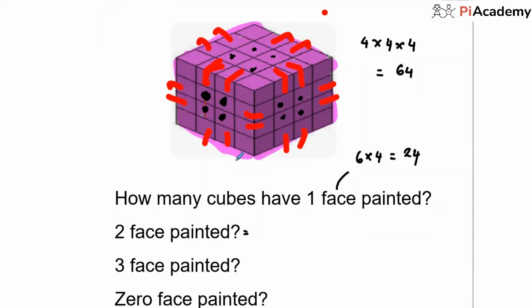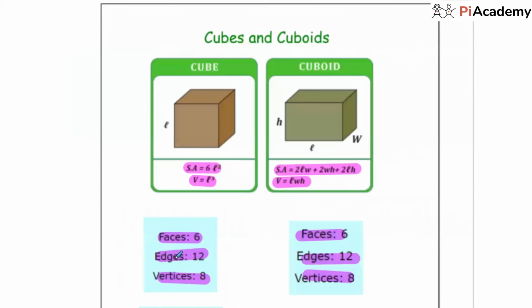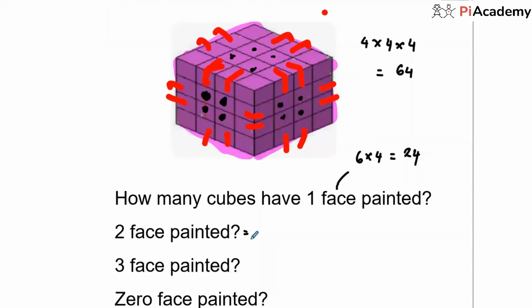Now, on each edge you have 2. How many edges are there in a cube? There are 12 edges. So 2 faces painted is 12 times 2, which is equal to 24, right? And 3 faces painted is always 8, because there are 8 corners, 8 vertices.